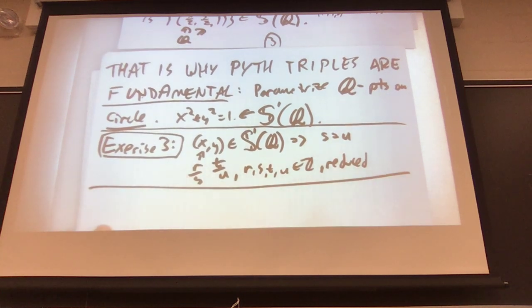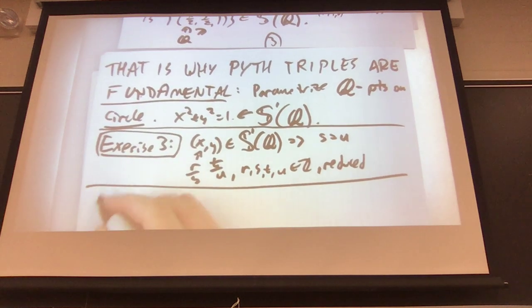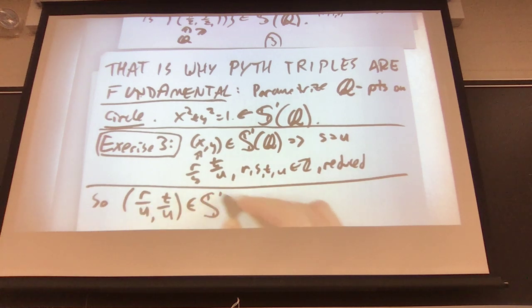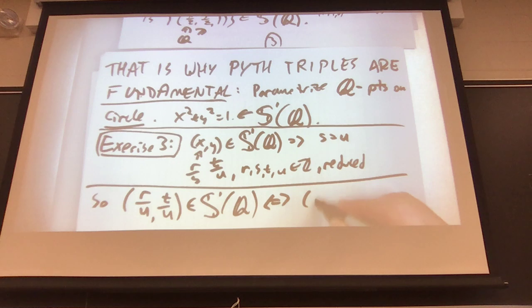But given this exercise, if I have a point r over u, comma t over u, in lowest terms, on the unit circle, as a rational point, that happens if and only if, what do you know about the vector r, t, u? It's an integer Pythagorean triple. Let's say u is positive.